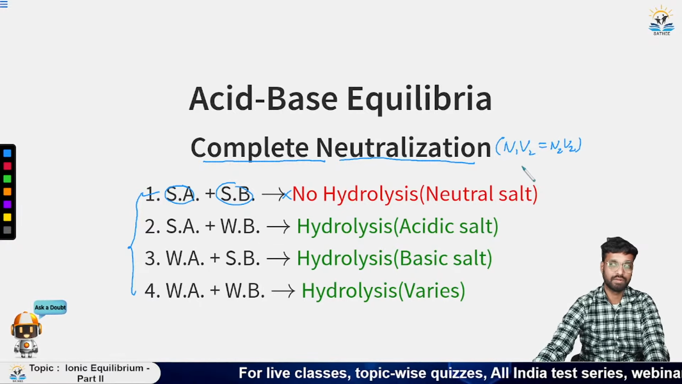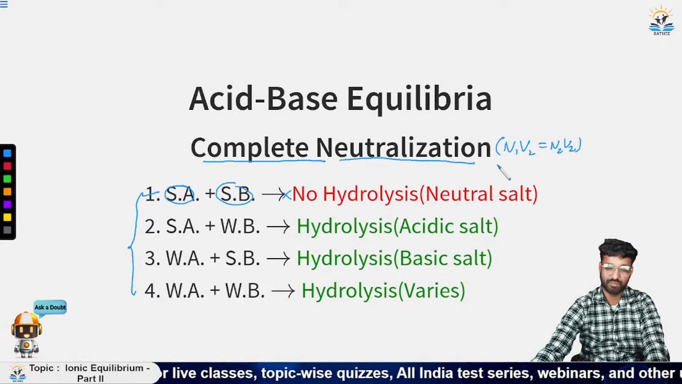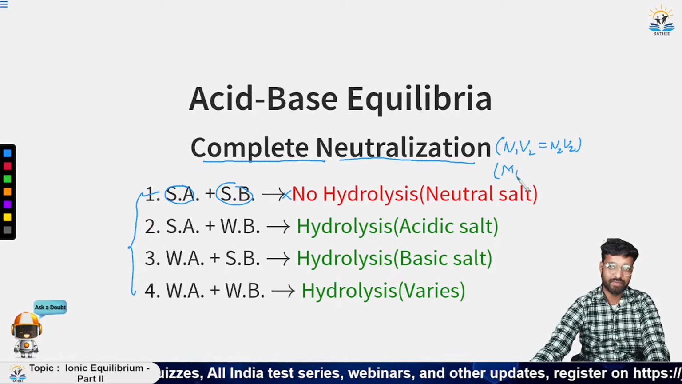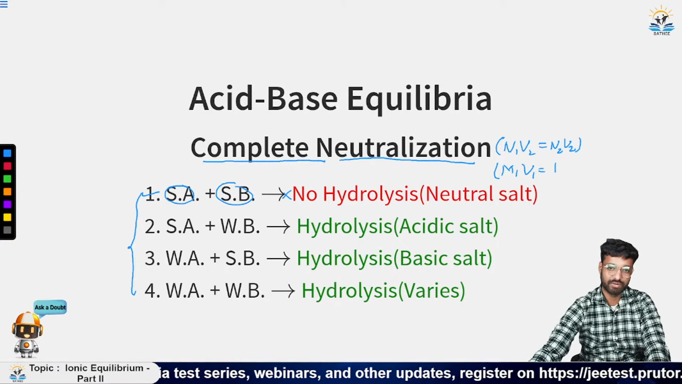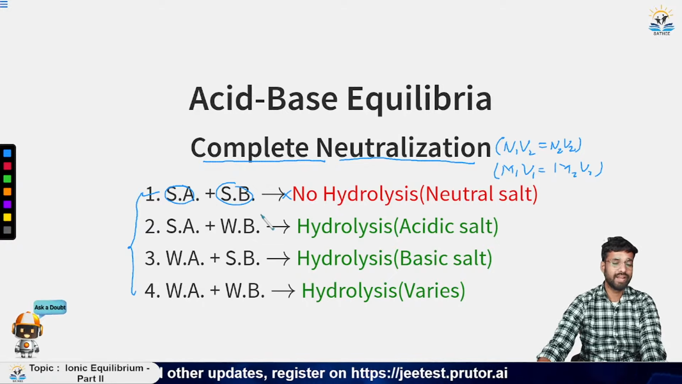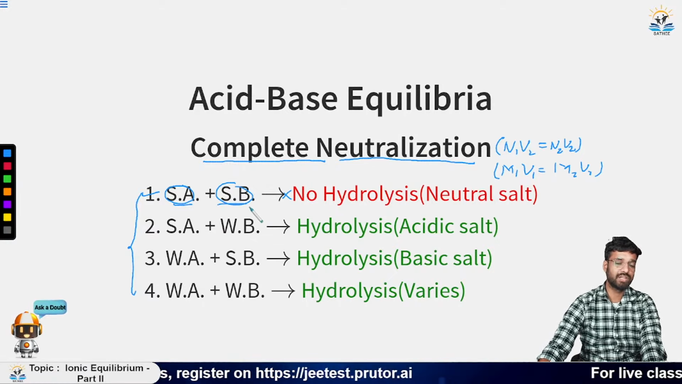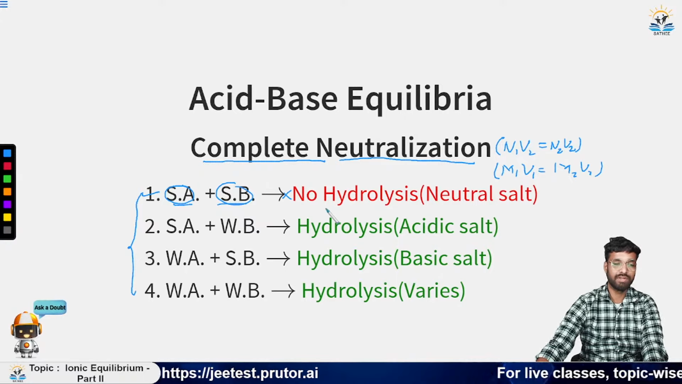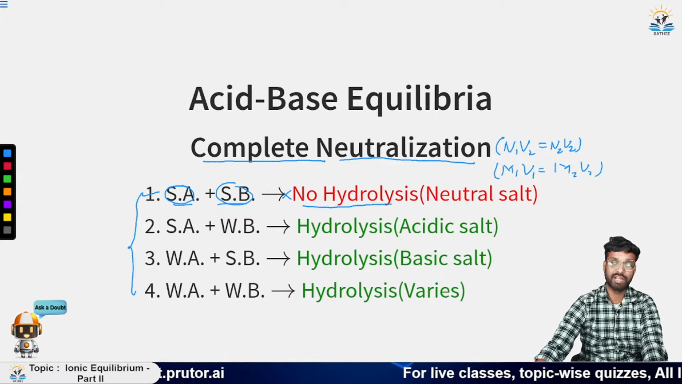In case it is having more than one n factor, you can say... and if it is having the same n factor, then it is M1V1 equals M2V2. So if we have a strong acid and a strong base and we are completely neutralizing it, then there will be no hydrolysis. We'll see what hydrolysis is in a later chapter.